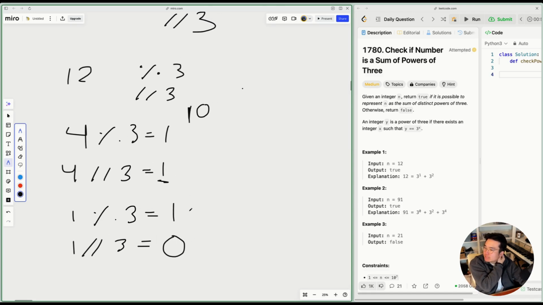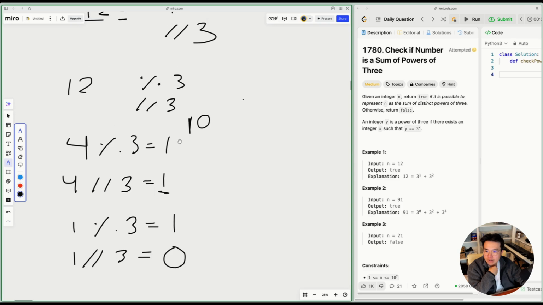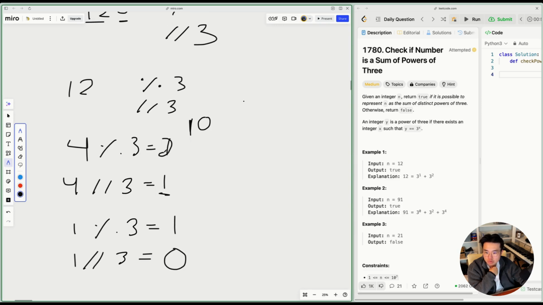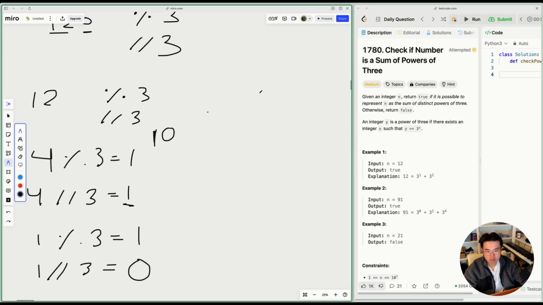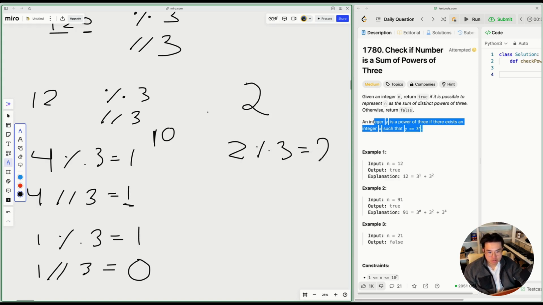So something to realize is that if we ever ran into a 2, then we know that we're wrong, or that we should return false. And the reason why is, let's just take this number 2 for example. Now we're going to do 2 mod 3, and that's actually going to give us 2. And what does that mean? That means we're going to do 2 times 3 to the something, and in this case it's 3 to the 0 because we're on the 0th iteration, right? We just started this, and that will give us 2.